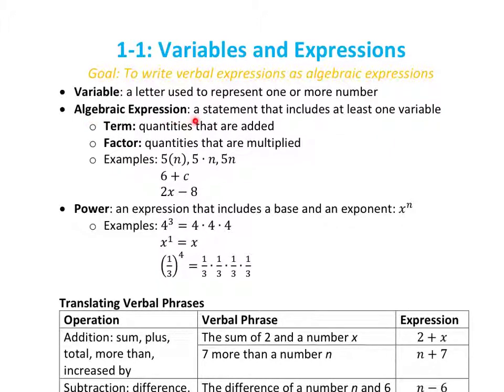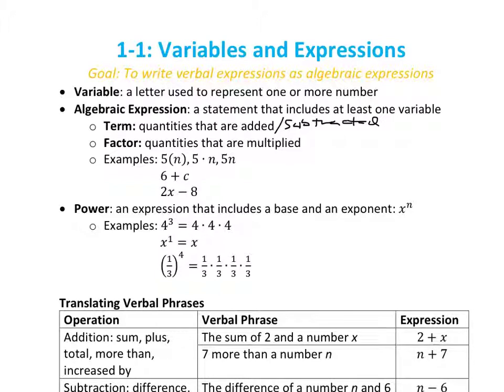An algebraic expression is just any statement that includes at least one variable, okay? So it's a group of numbers, operations, and variables, okay? Within an algebraic expression, you're going to see a couple different things, right? So I'm going to talk about terms. Terms are quantities that are added. And remember that adding and subtracting are really the same thing. So any quantities that are added or subtracted work there, okay?